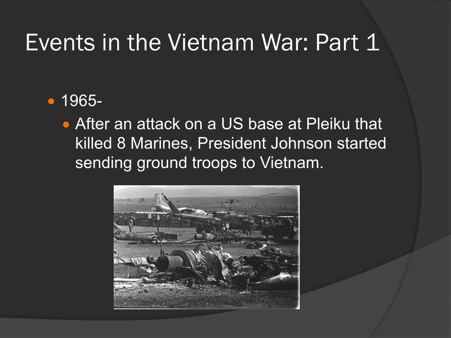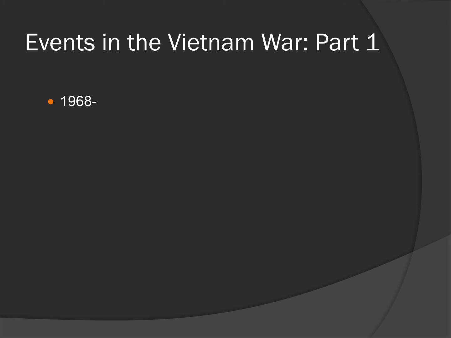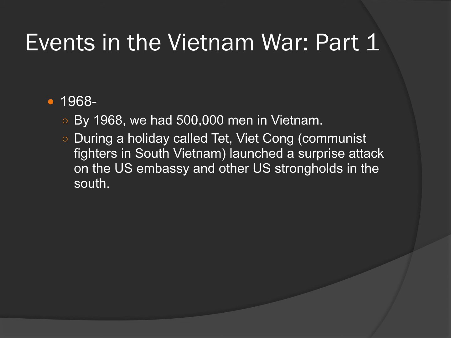We need to send in troops. At that point, Johnson pretty much takes over the war. He Americanizes the war. And from 1965 onward, this is an American war. By 1968, we had 500,000 men in Vietnam, 500,000 soldiers, right? So remember, we started out with 700 that were just there to help. And after Johnson Americanizes the war, those numbers of soldiers go up and up and up until they hit about 500,000.